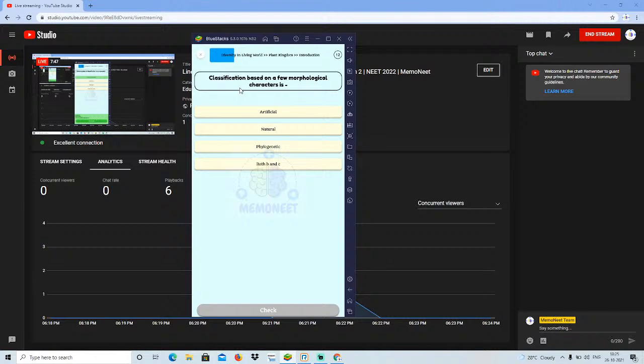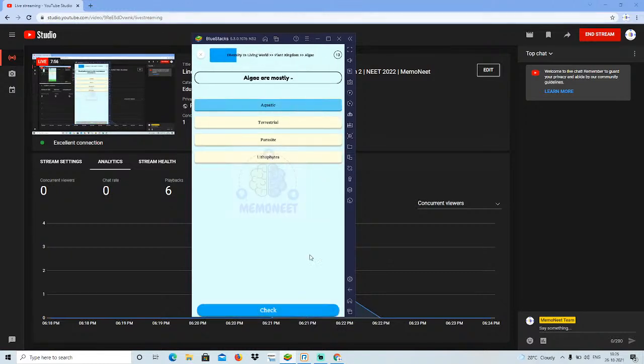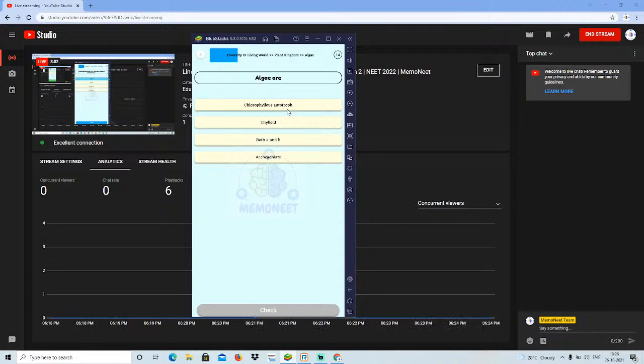So classification based on a few morphological characters is artificial. So algae are mostly aquatic. Algae are chlorophyllous as well. Yeah, so now that line comes to my mind. Algae are chlorophyllous, and then they are thalloid as well. So I think both A and B. Select the correct answer.